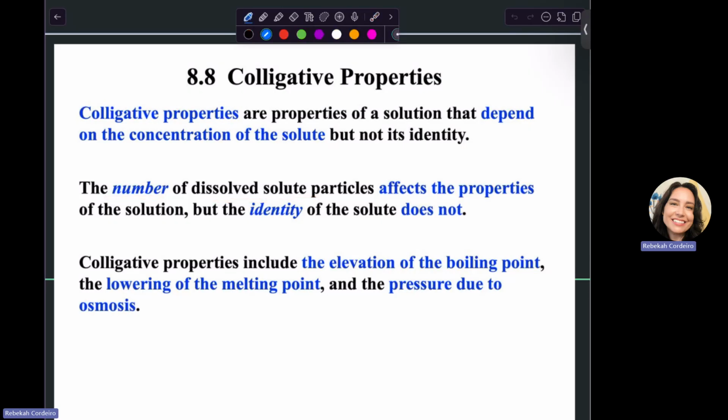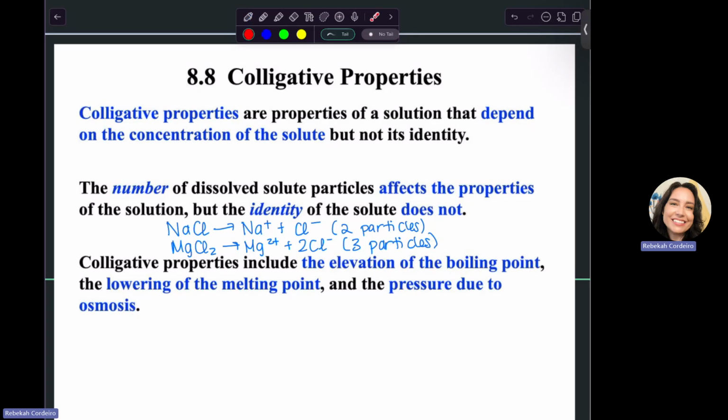So for example, sodium chloride, when it dissolves, breaks down into two particles, sodium and chloride. It's a strong electrolyte, so it breaks into two particles. Versus if we were to look at magnesium chloride, magnesium would make two chlorides, and so it would break down into three particles. And so even if we had the same moles of sodium chloride and the same moles of magnesium chloride, the magnesium chloride would raise my boiling point more because it's more particles.